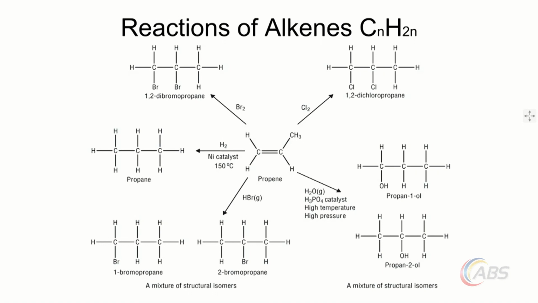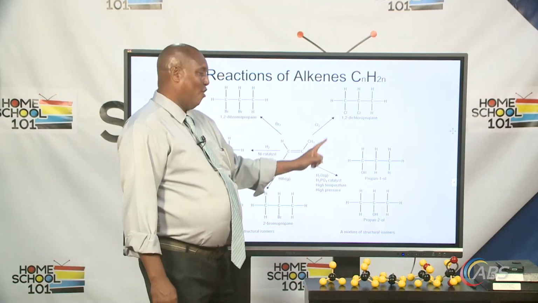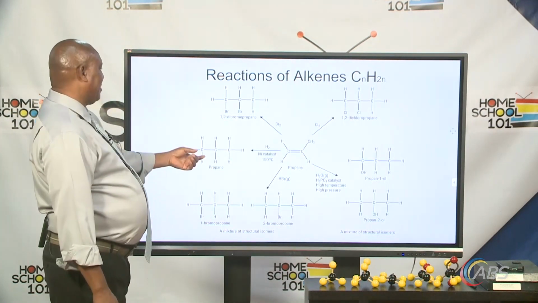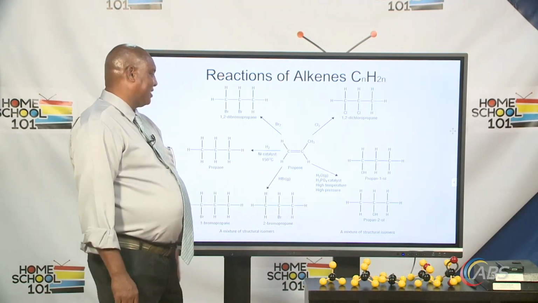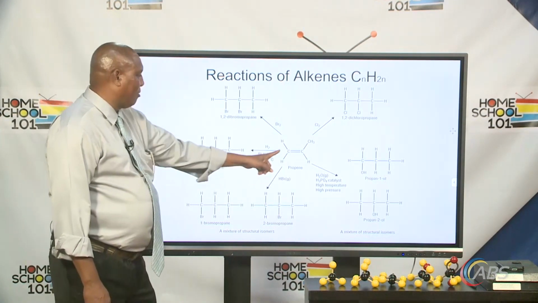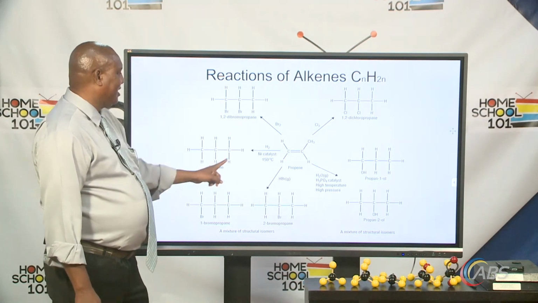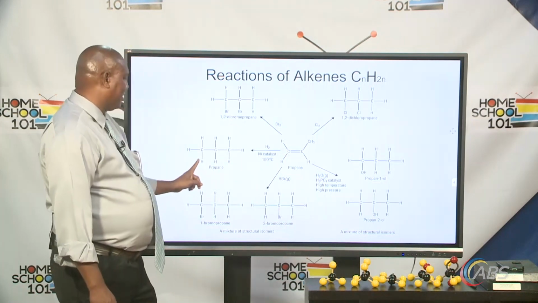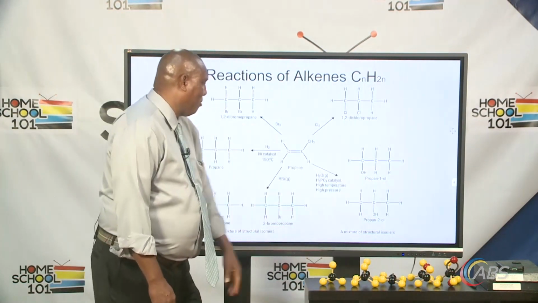Same thing happens. The double bond breaks. Chlorine adds to both sides of what was the double bond. Same thing happens here if we add hydrogen in the presence of a catalyst, nickel, and 150 degrees Celsius. The same thing happens. The double bond breaks. The hydrogen adds to both sides of what was the double bond. Hydrogen, hydrogen produces propane.